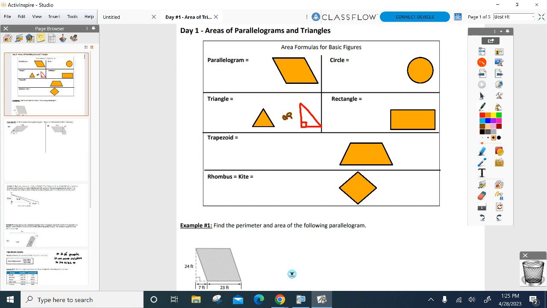Parallelogram. That's a figure we talked about. Well, I didn't talk about it, but you guys talked about it this year. Base times height. And look, that's great if you know it. Area is base times height. But do you know what the base actually is and the height actually is? So let me talk about that on my diagram here.